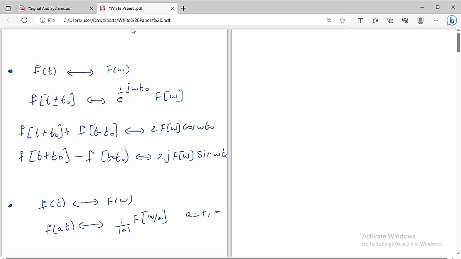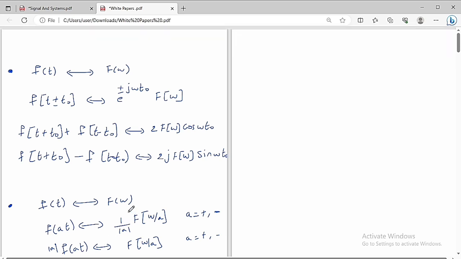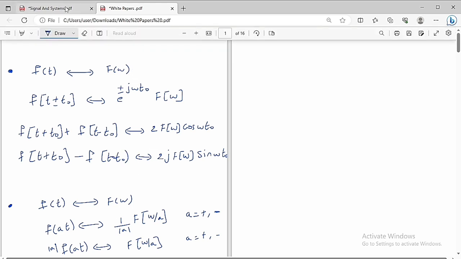Suppose if we multiply mod a on both sides, then we can also write it like this: mod a into f of at is nothing but F of omega by a. Right? We can even get it like this. Again, same thing: a can be positive, a can be negative. I'm multiplying mod a on both sides, then I got this expression. So this is the time scaling property. If a is greater than 1, it is compressing the signal. If a is less than 1, it is expanding the signal. So these things you always have to keep in your mind.